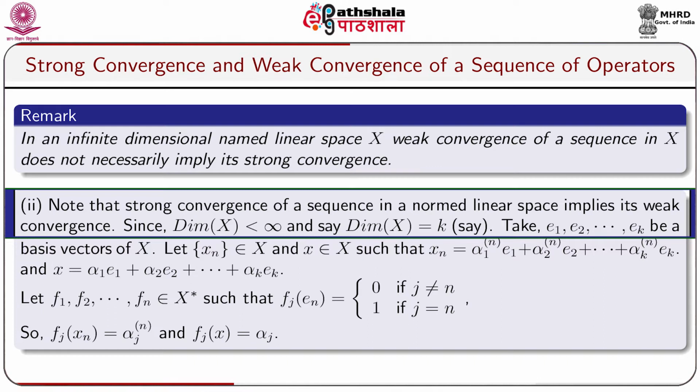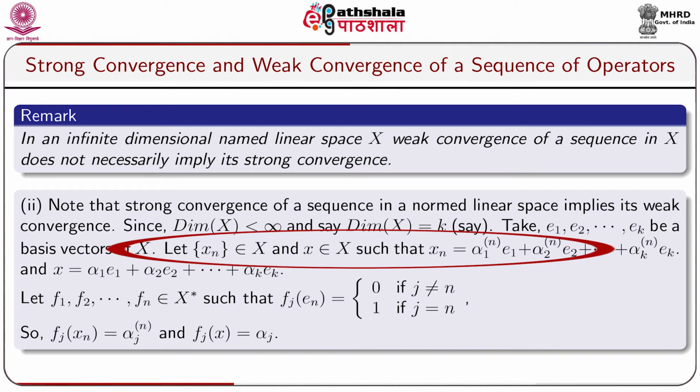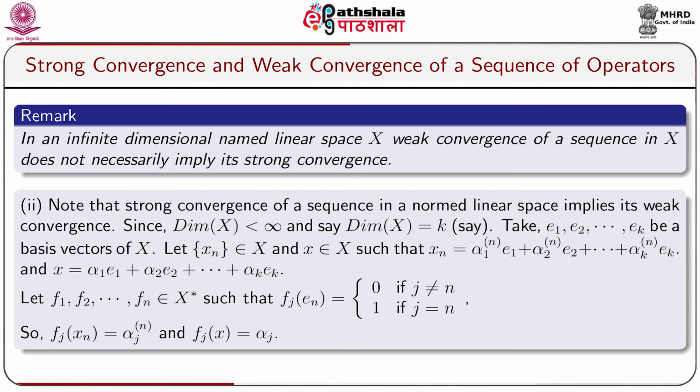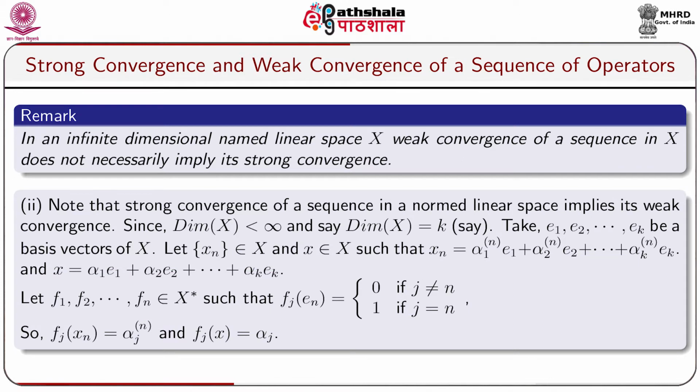Since the dimension of X is finite, say dimension of X equals k, take E1, E2, ..., Ek to be basis vectors of capital X. Let Xn belong to capital X and X belong to capital X such that Xn equals alpha 1n E1 plus alpha 2n E2 plus ... plus alpha kn Ek, and X equals alpha 1 E1 plus alpha 2 E2 plus ... plus alpha k Ek. Let F1, F2, ..., Fn belong to X star such that Fj of En equals 0 if j not equal to n, and Fj of En equals 1 if j equals n. So, Fj of Xn is equal to alpha jn and Fj of X equals alpha j.